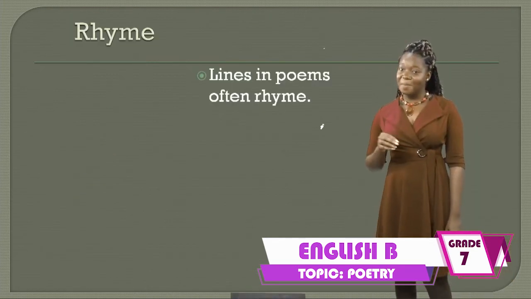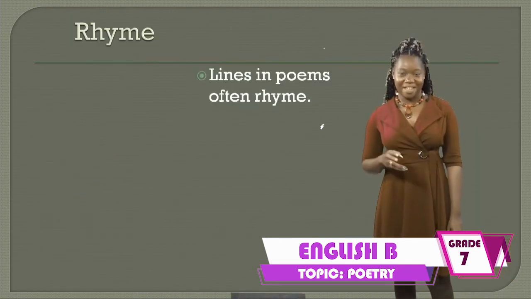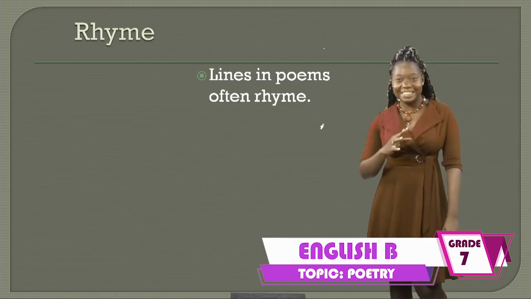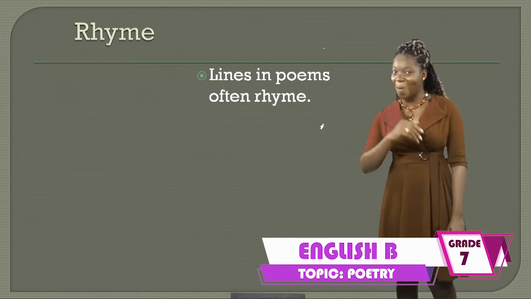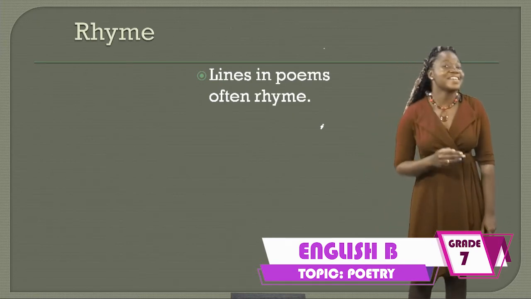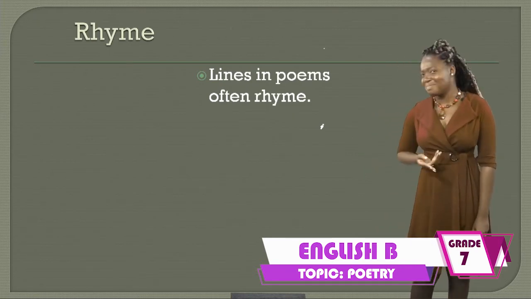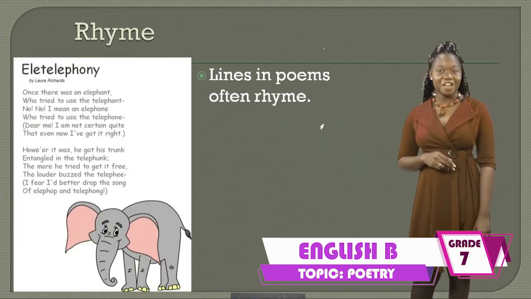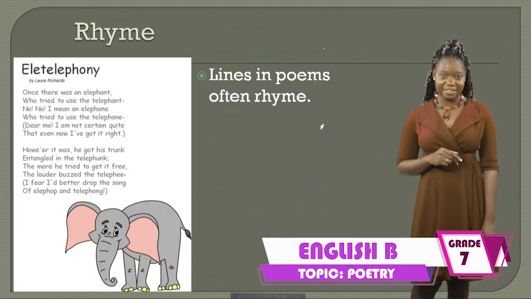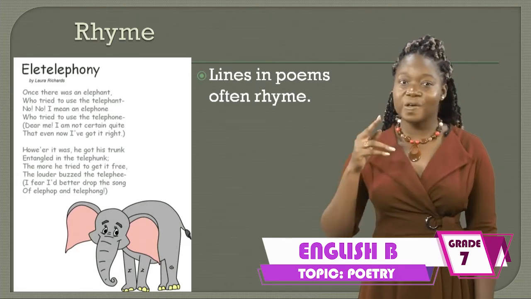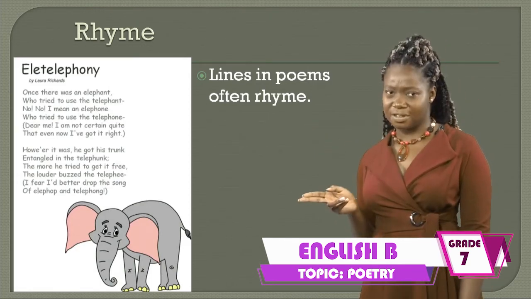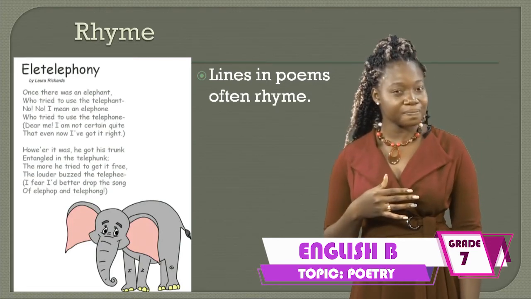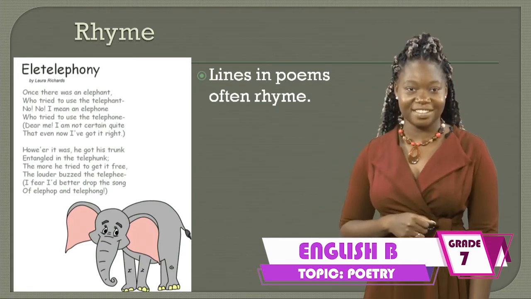Lines in a poem often rhyme. And you know this, which means at this point you should get excited because this is something that you know already. And you know that I'm going to give you a poem that rhymes. Ellie Telephony. You saw this one previously. And when you look at elephant, telephant. Elephone, telephone. Now you tell me the next one.